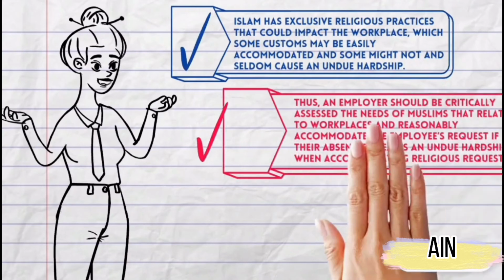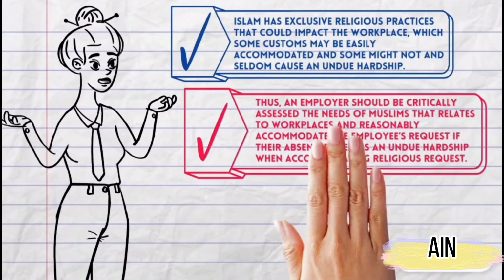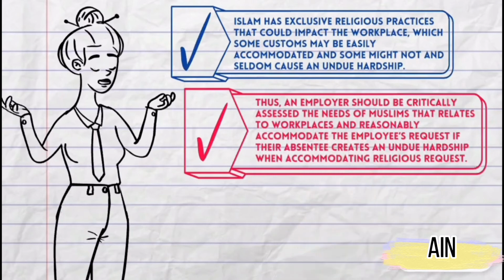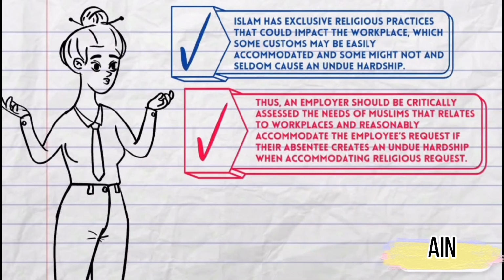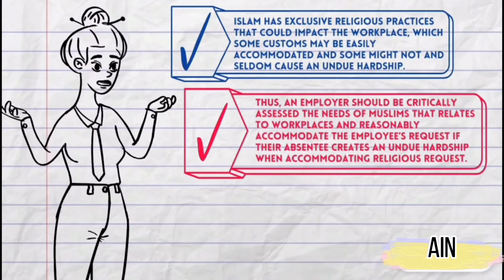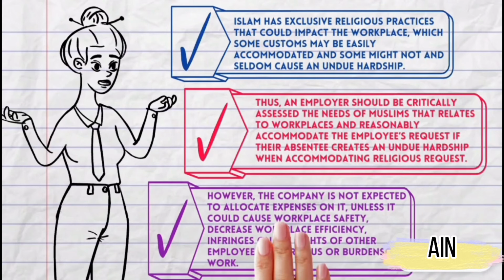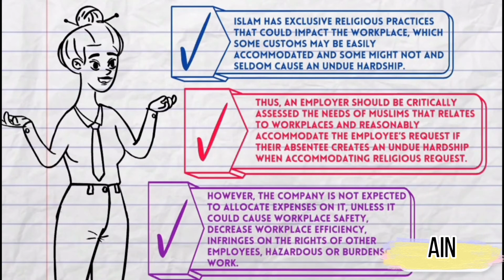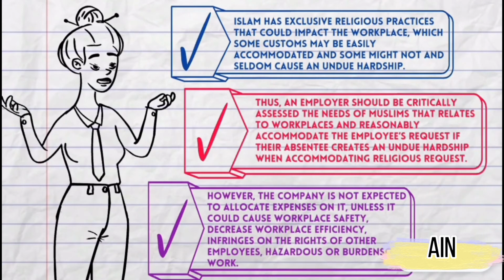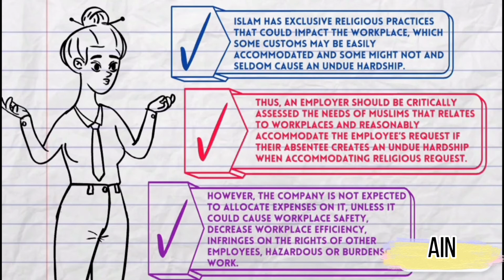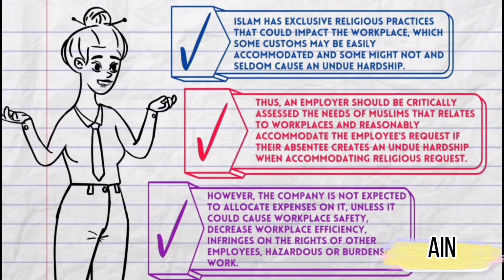Thus, an employer should critically assess the needs of Muslims that relate to the workplace and reasonably accommodate the employee's request unless their absence creates an undue hardship when accommodating religious requests. However, the company is not expected to allocate expenses on it if it could compromise workplace safety, decrease workplace efficiency, infringe on the rights of other employees, or involve hazardous or burdensome work.